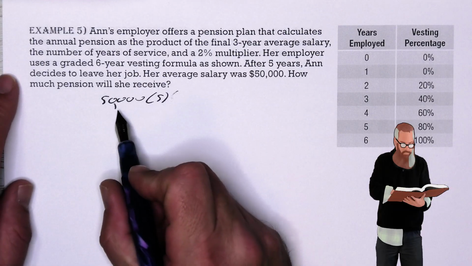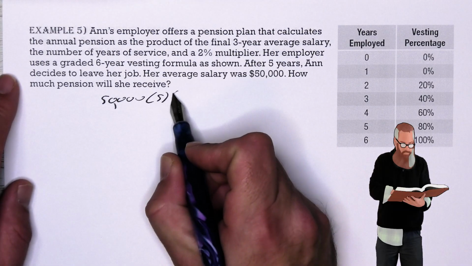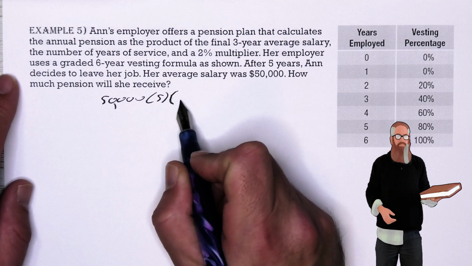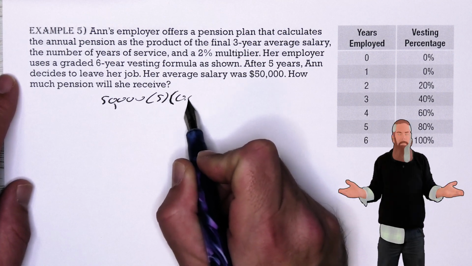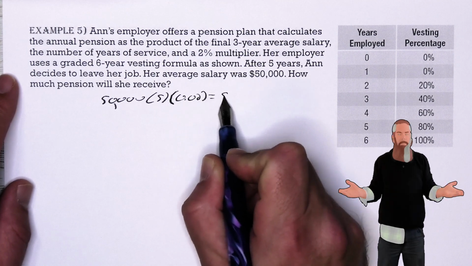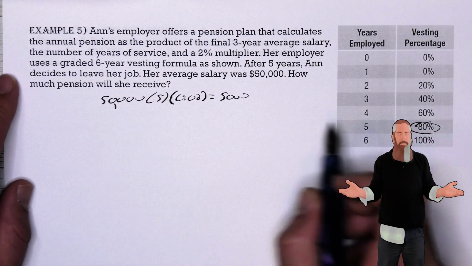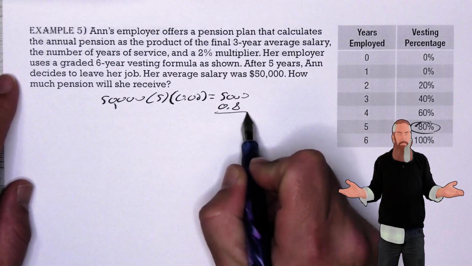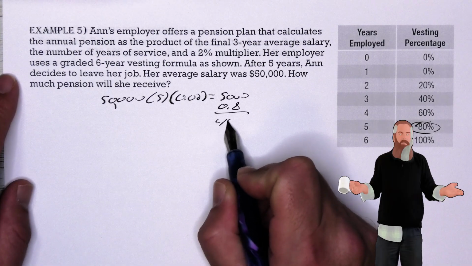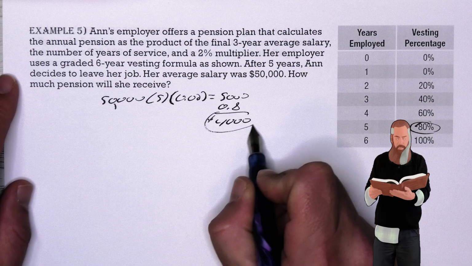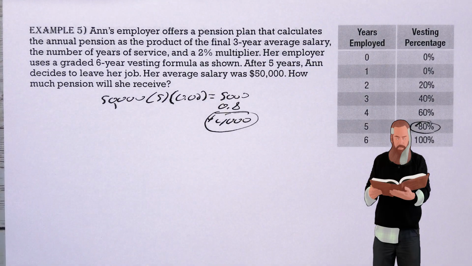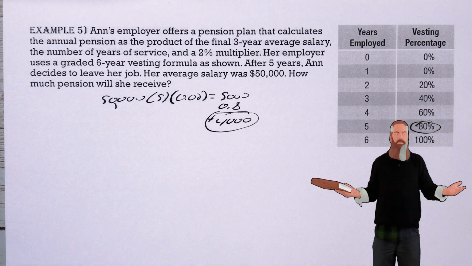Anna's average salary was $50,000, and she worked there for 5 years. Their percentage multiplier is 2% or 0.02, giving us $5,000. Now, 80% of that is 0.8 multiplying the 5,000, giving us $4,000. So Anna will receive an annual pension of $4,000.